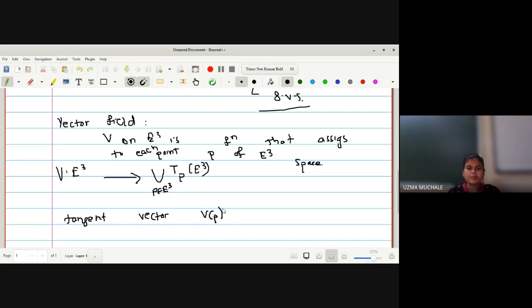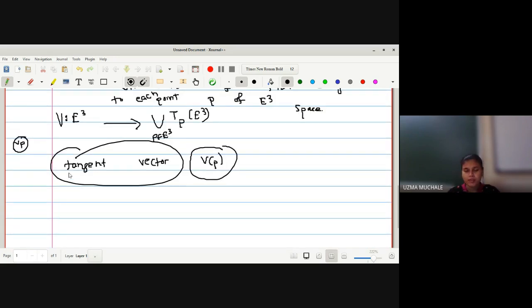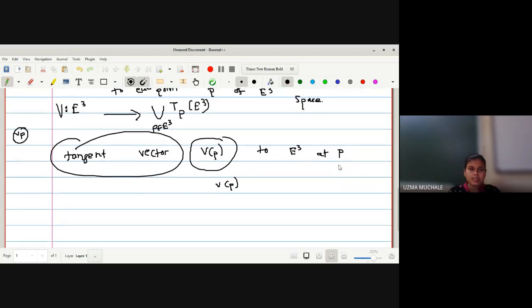Now this V_P is somewhat different. Initially we saw a small v suffixed to the P. That was arbitrary, but here we are going to see a tangent vector related to a vector field. A vector field can have an infinite number of tangent vectors, right? So this is related to your vector field, which is why we have a different notation, small v of P, to E3 at a point P. So at every point P of the E3 space, in short, it is a big collection of tangent vectors, one at every point P of E3 space.